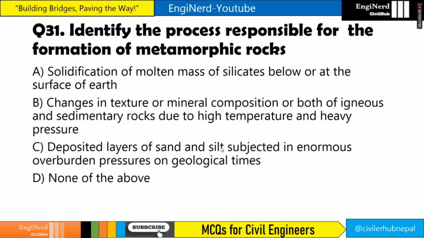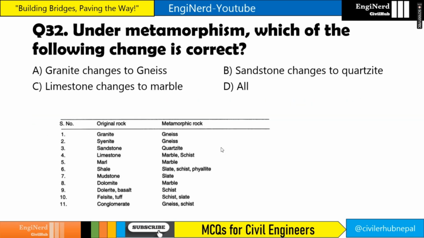Question number 31, identify the process responsible for the formation of metamorphic rocks. Due to high temperature and pressure, it should change, right? So option B is the answer: changes in texture or mineral composition or both of igneous and sedimentary rocks due to high temperature and heavy pressure. Question number 32, under metamorphism, which of the following changes is correct? Granite changes to what? Gneiss, right? And sandstone changes to quartzite, and limestone changes to what? Marble. So all of these are correct.